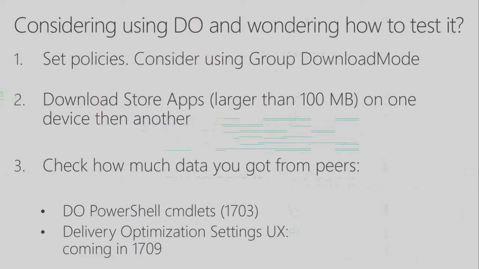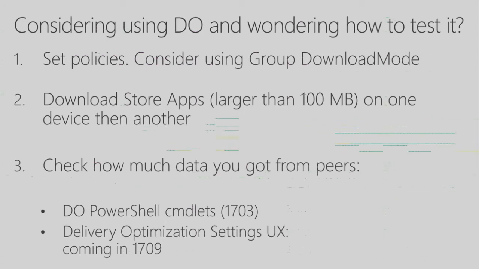Okay, so here are some instructions. If you wanted to try it out, the simplest way to do it is to set some of these policies that we talked about. Open the store, download an app that's bigger than 100 megs. There's really cool games that you can try as you go. And wait a couple minutes, do it on another device. It's not required. It should work even if you start the download right away. But to get to see these big percentages, wait 5 minutes. And then you can use the PowerShell commandlets to see how much data you got from the different peers.